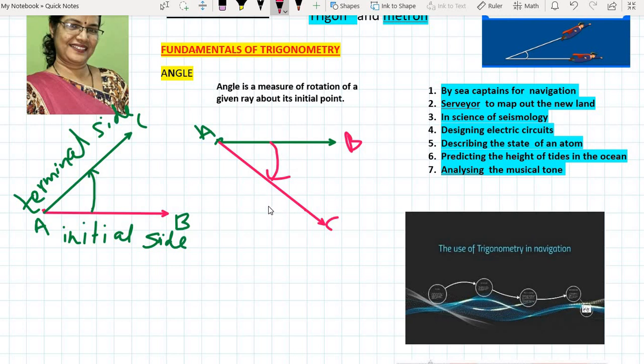If we move in the anti-clockwise direction, the measured angle is considered to be positive. If you move in the clockwise direction like this, then the angle is considered to be negative. So there are two senses of an angle, one positive and the other negative, depending upon the direction of rotation. Okay.